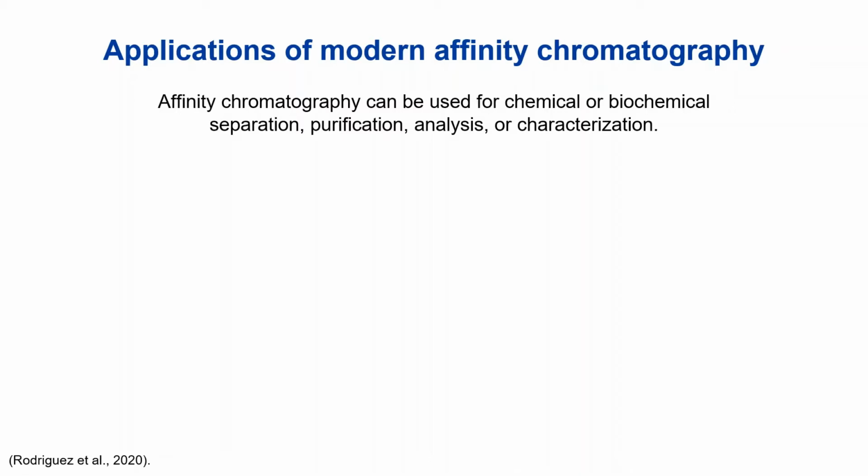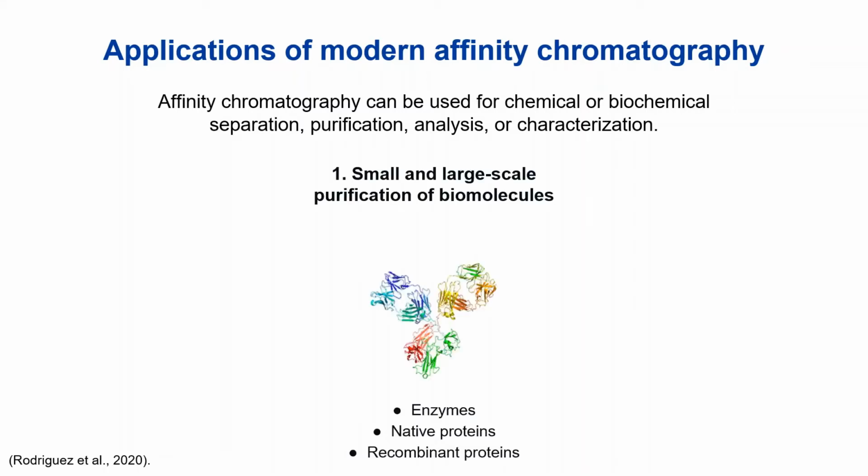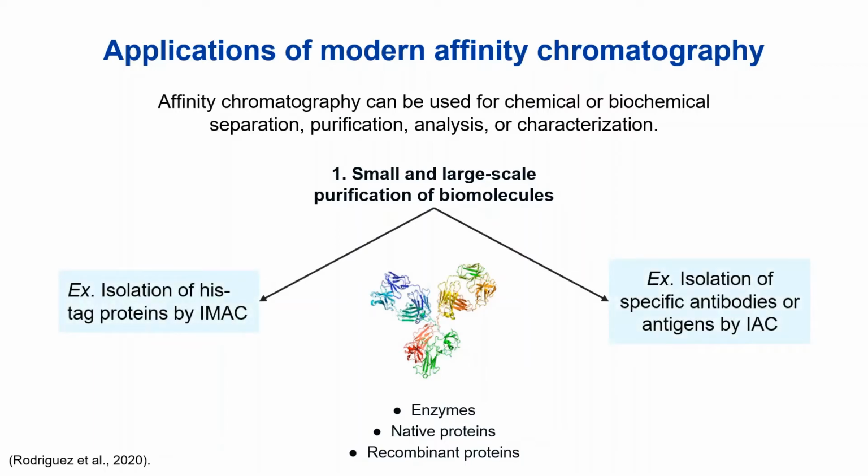The uses of affinity chromatography mainly include separations, purifications, analysis, or characterizations. Many of the applications involve both small and large-scale purification of biomolecules, such as enzymes, native and recombinant proteins, by using dye-ligand or biomimetic affinity chromatography. Common examples of popular small-scale applications are isolation of His-tag proteins by immobilized metal affinity chromatography and isolation of specific antibodies or antigens by immunoaffinity chromatography.